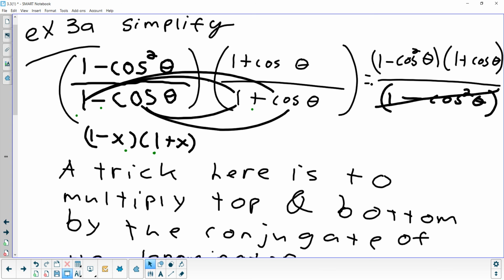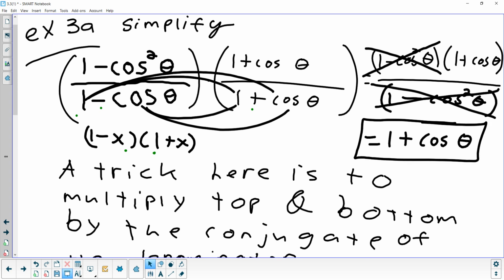1 minus cosine squared in the bottom, 1 minus cosine squared in the top. And all I'm left with now is 1 plus cosine. And that's it. There's nothing else you can really do with that. It's a trig function that's already written as a sine or a cosine, doesn't have any exponents on it, and it just has a plus 1. How much are you going to simplify a plus 1? You can't really do anything with it.